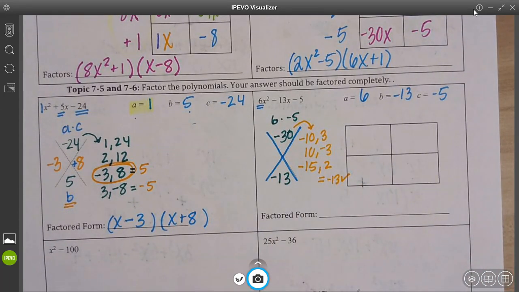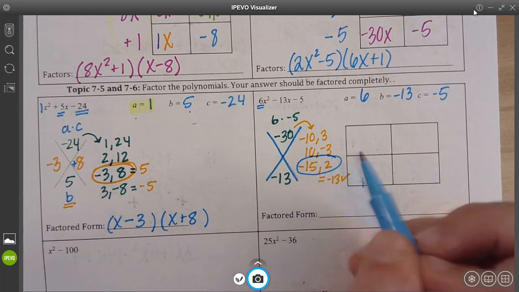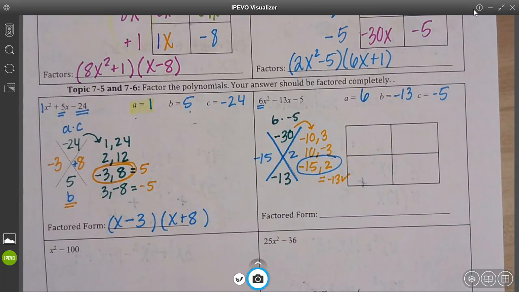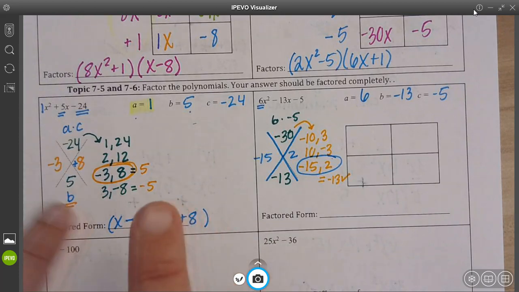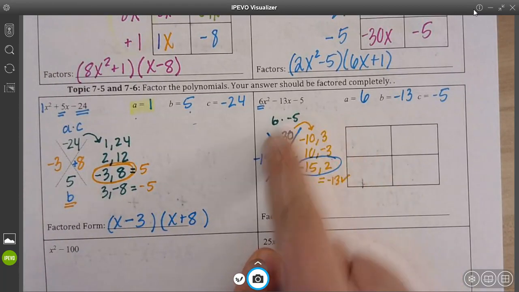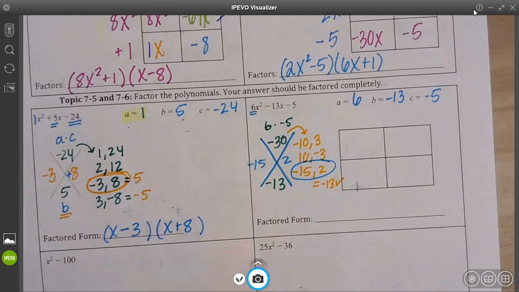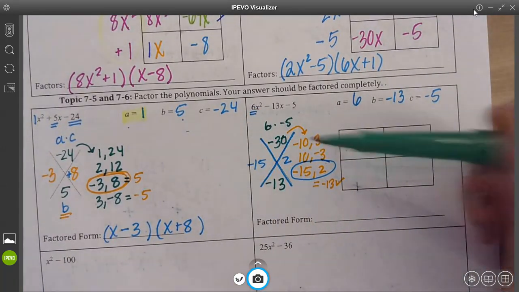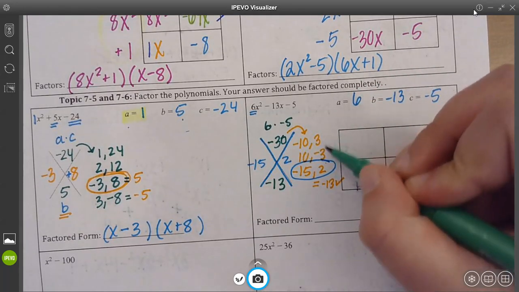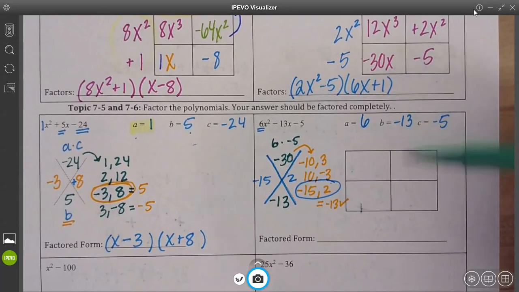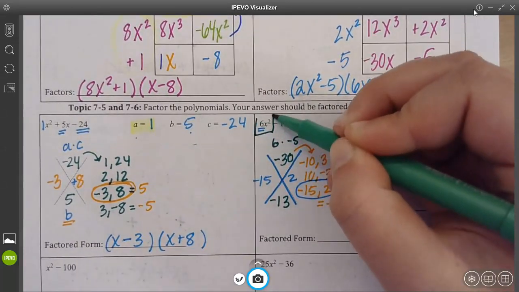So my two factors that satisfy my number puzzle are negative 15 and 2. And the reason why we can't go straight from our number puzzle to our answers is because of that 6 right there. That 6 is my leading coefficient. So I need to take these and put them in my box, and then we're going to do our method that we did up here. So this has a little bit more steps than our last one.